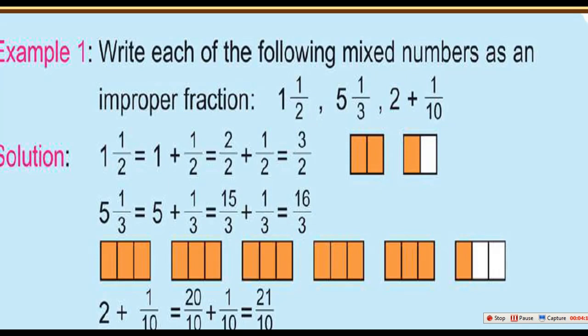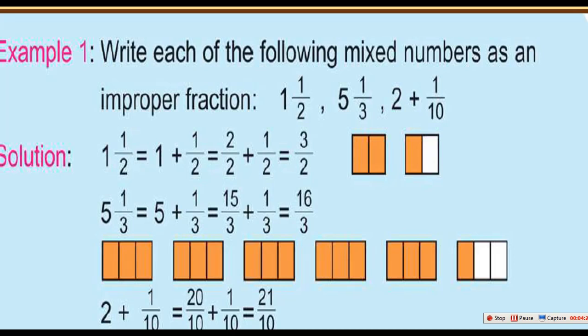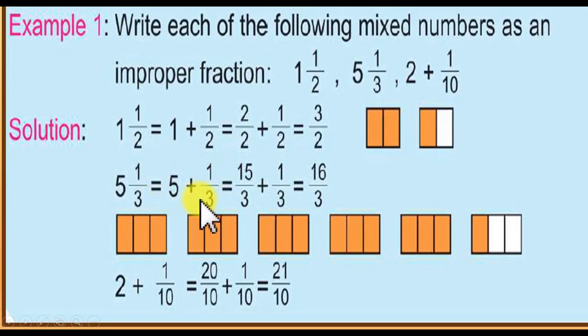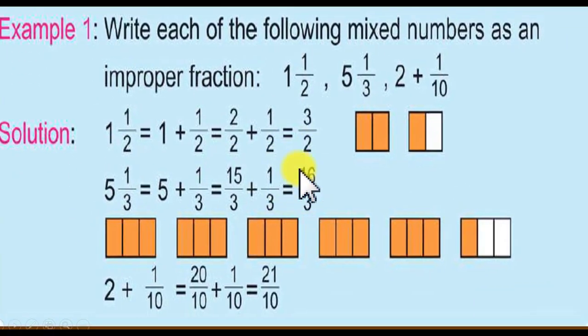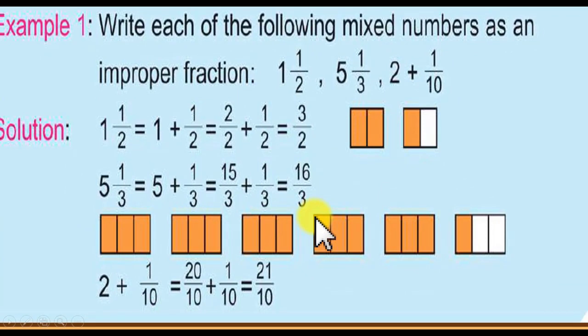What about 5 and third? We can write 5 as 15 over 3, because we look to the denominator here. The denominator here is 3. So try to convert 5 to fractional form using the denominator 3. 5 equals 15 over 3. 15 over 3 plus third or 1 over 3 equals 16 over 3. This is a mixed number, and that is an improper fraction.